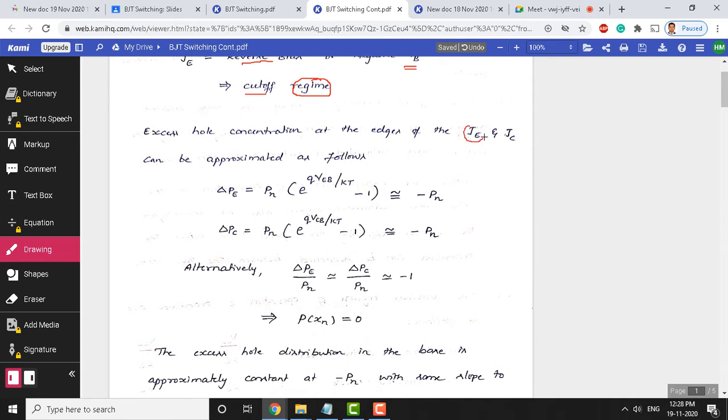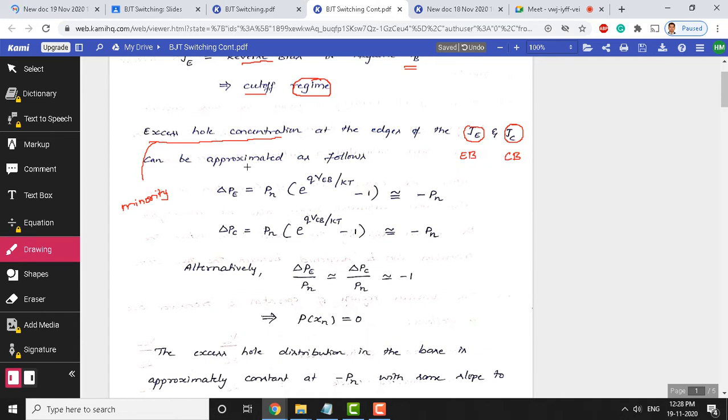So if you observe here, the excess hole concentration, excess hole meaning the minority carrier concentration. So we are specifically looking at the minority carrier concentration at the edges of the emitter-base junction and the collector-base junction. Then we can take up the minority carrier equations and approximate them.